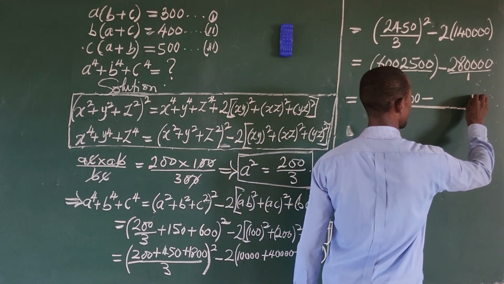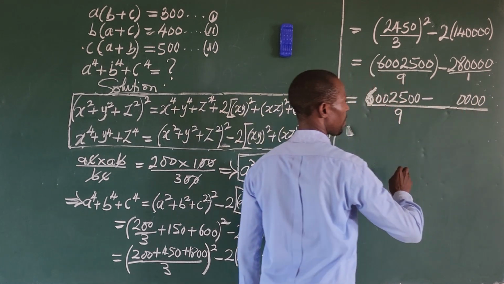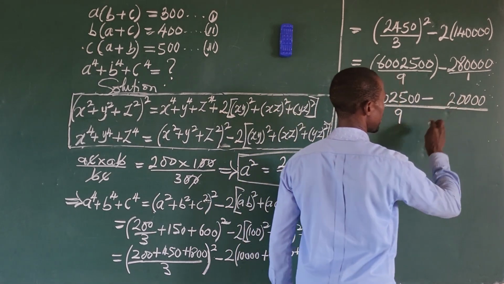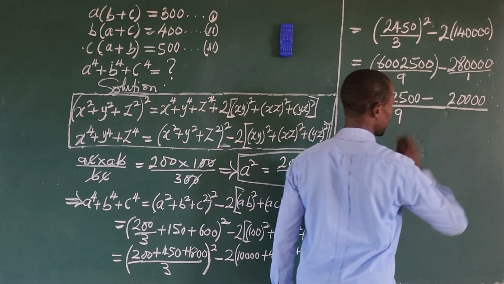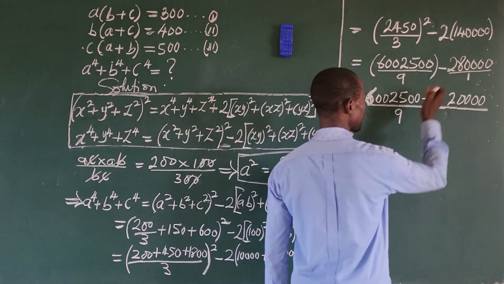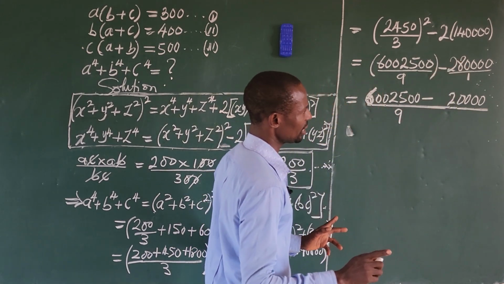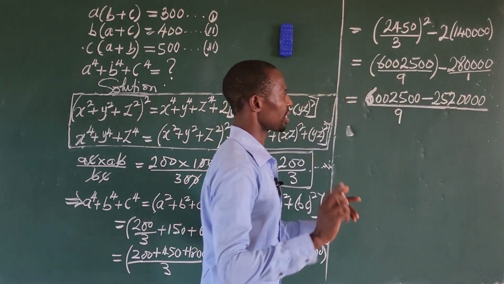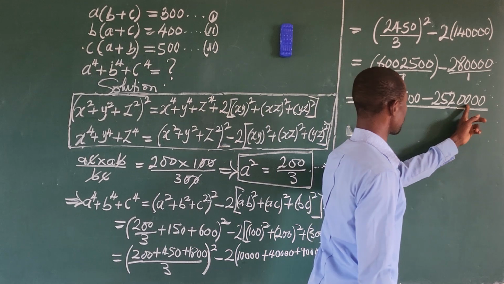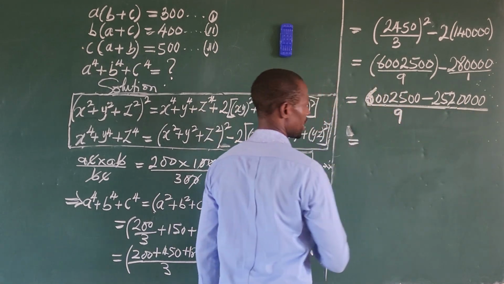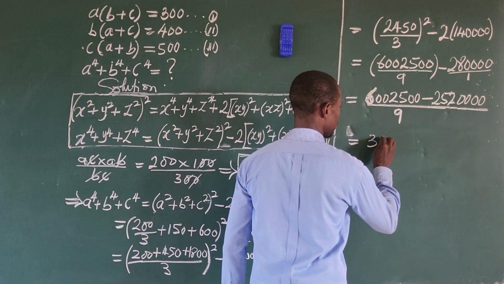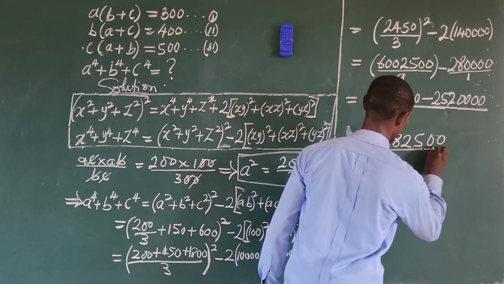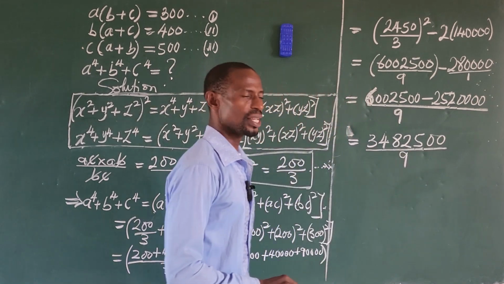This will give us 0, 0, 0, 0. And 9 times 8, we know that will give us 72. Put that 2 here, carry 7. All right, add here. So carry 7, then use 9 times 2. That will give us our 18 plus our 7 will give us 25. So we have 2, 5, 2, 0, 0, 0. So all we just need to do is to subtract this from this. And if we do that carefully, we're going to come up with 3, 4, 8, 2, 5, 0, 0 all over our 9.